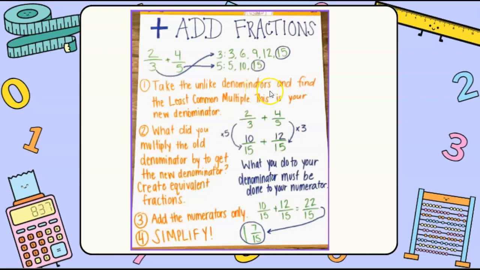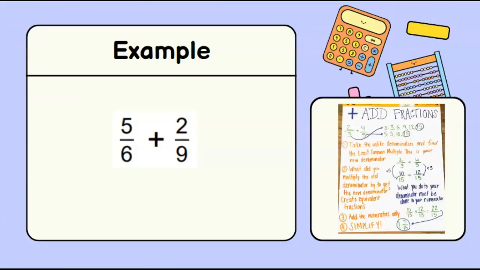Once I find that out, I'm going to decide what I need to multiply by. I'll multiply the bottom and the top by that same number, and then I will add the numerators only. Once I do that, I will simplify my fraction into a smaller form. So let's go ahead and let's do an example. So I have 5/6 plus 2/9, and I need to find the sum.